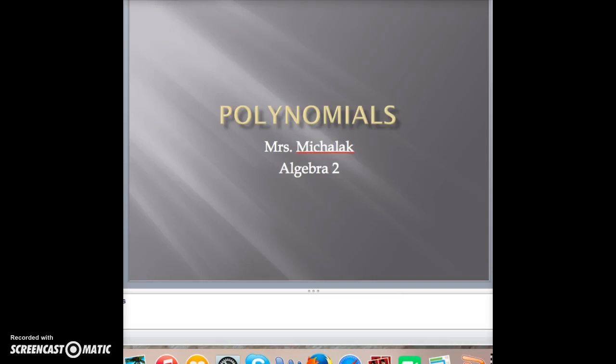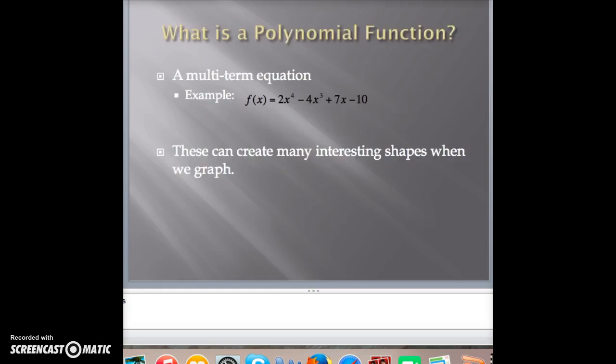In this lesson, we will be looking at an introduction to polynomials. What is a polynomial? So what we have here is a multi-term equation. So it has not just simply a number, but it has x. It has x squared. So I have provided an example here: 2x to the fourth minus 4x to the third plus 7x minus 10. There are 1, 2, 3, 4 terms here.